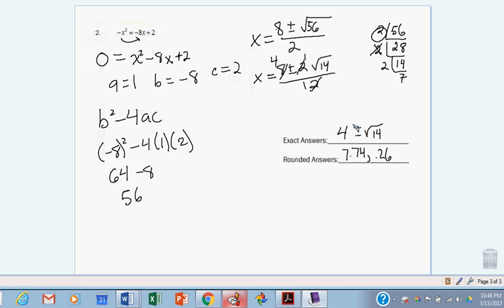All right, so give it your best shot. You do need to memorize the quadratic formula, so start doing that. We'll be quizzing you on that, but try practice sheet 1 now.